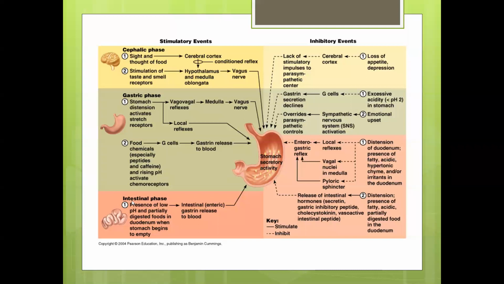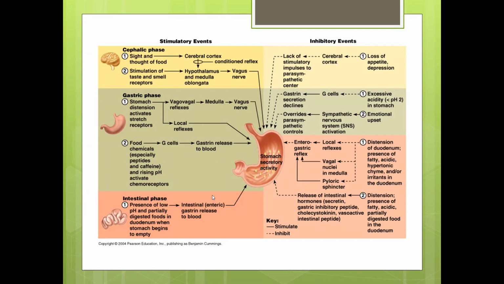And now we're going to take a look at the intestinal phase. Now, there are two parts to the intestinal phase. So let's look at this one first, the stimulatory effect, and then we're going to look at the inhibitory effect. Because in the intestinal phase, which is when the food is actually in the duodenum, we need two things to happen. First, we need to finish up what's going on in the stomach.